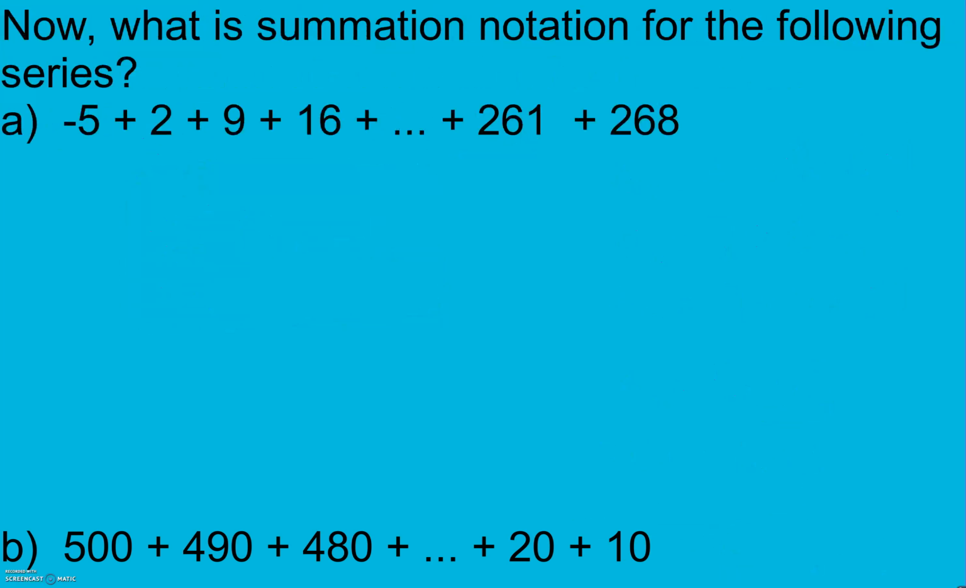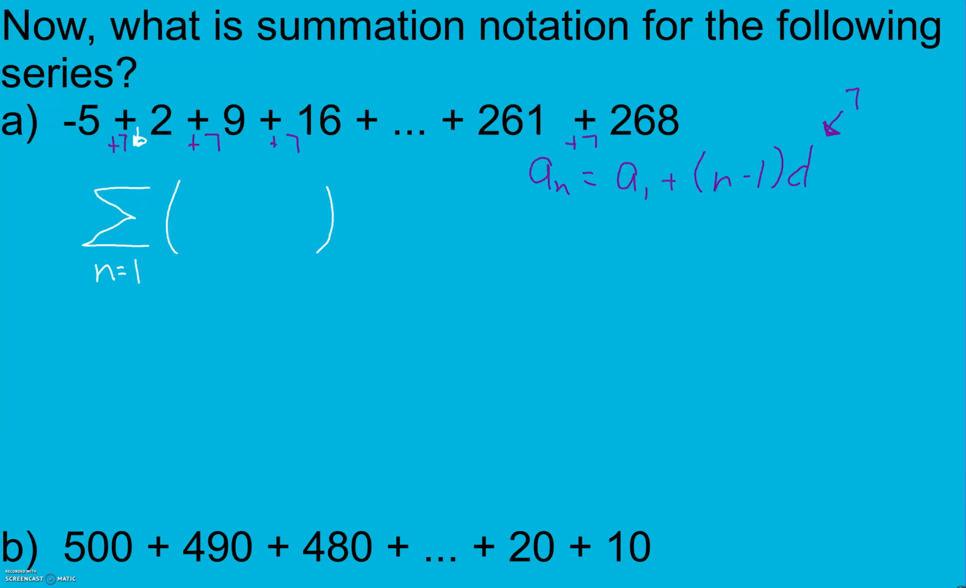Now, summation notation for the following series. Okay, again, we're going to start off with sigma, and we're starting with our first term. We don't know our nth term yet. We also don't have our explicit formula. So those we're going to have to find. Explicit formula a sub n equals our first term plus n minus 1 times our common difference. Negative 5 to 2 we added 7. To 9 we add 7. To 16 we add 7. Here we're going to add 7 as well. So that's going to be our common difference.